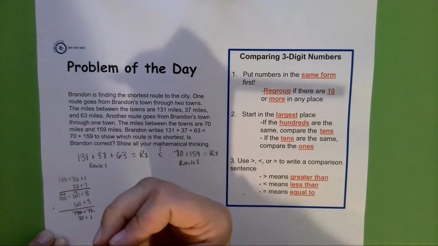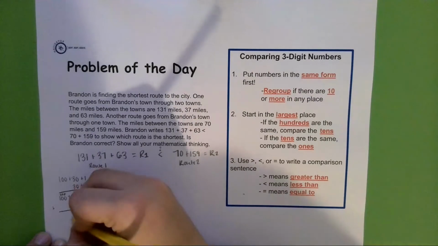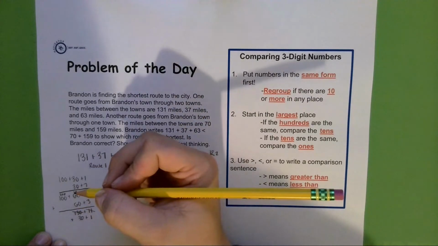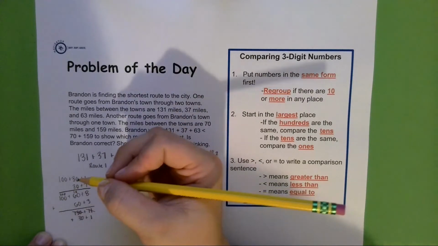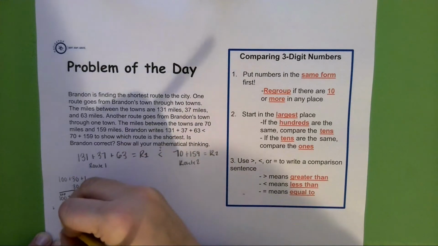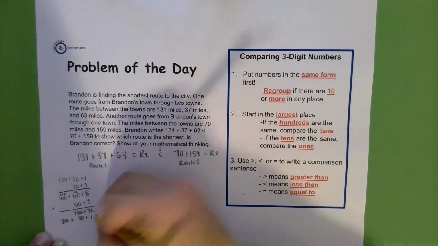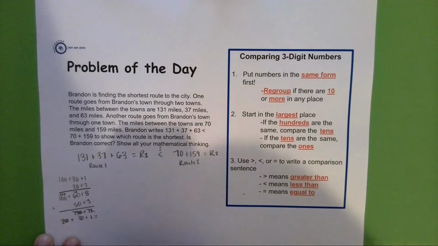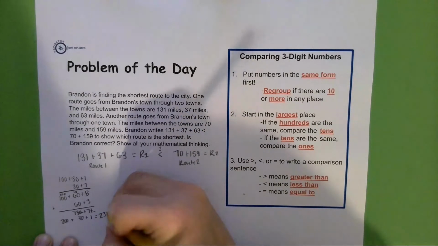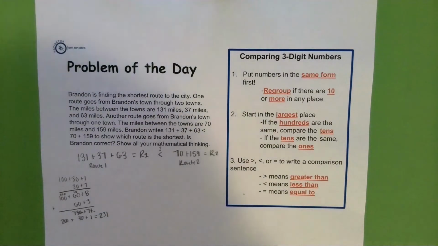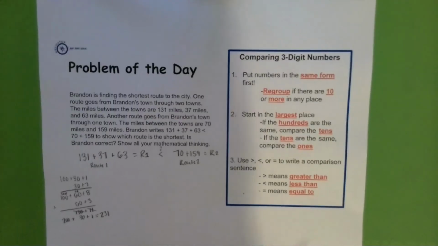Nice work. Now let's add our hundreds. 100 plus 100 is? Right, 200. So the total for route 1 is? Good, 231. What do we need to do next? Say it out loud. I bet you said we need to add up the numbers for route 2.